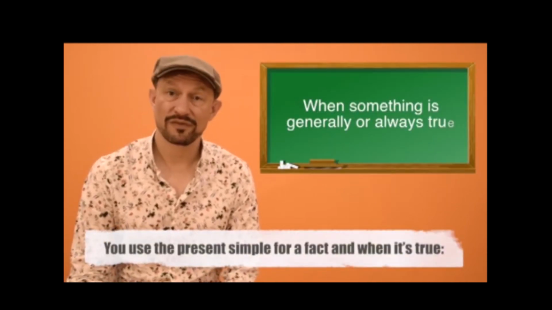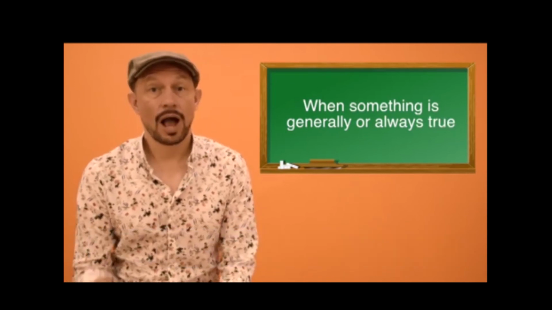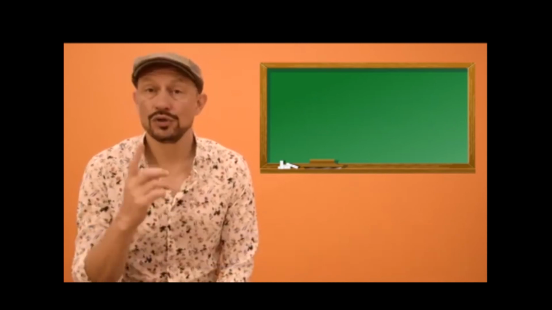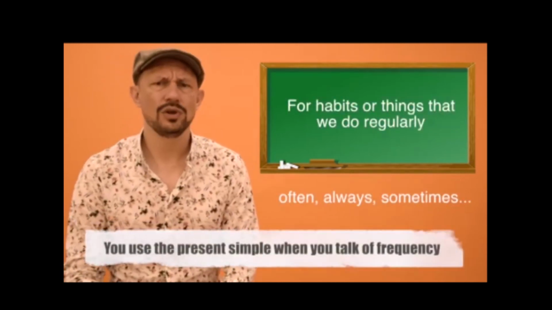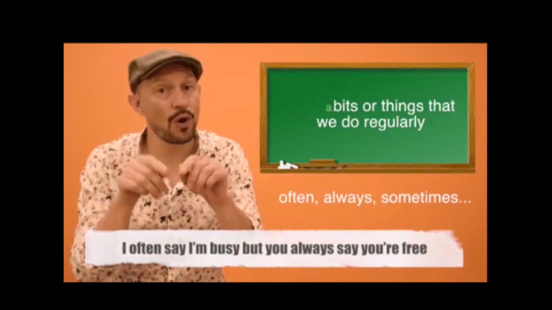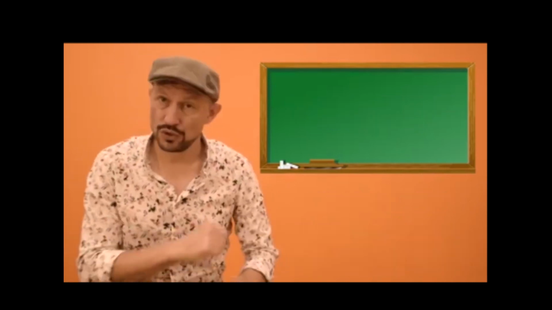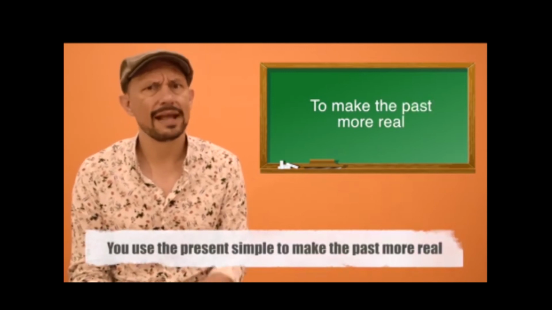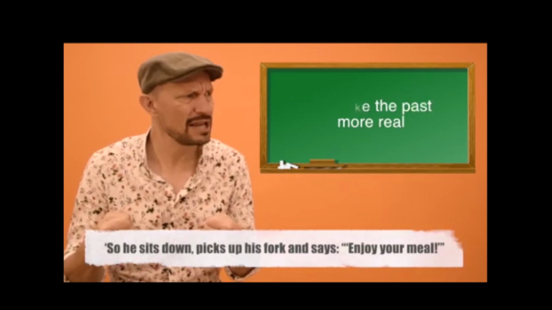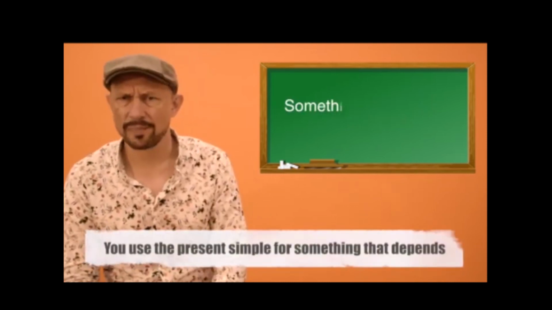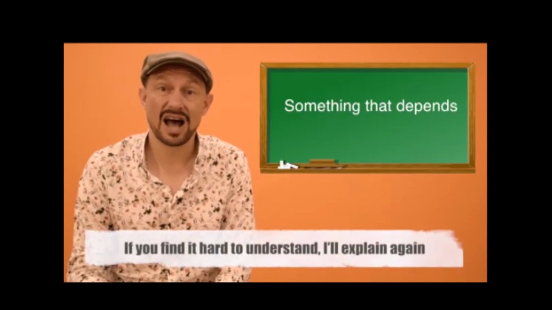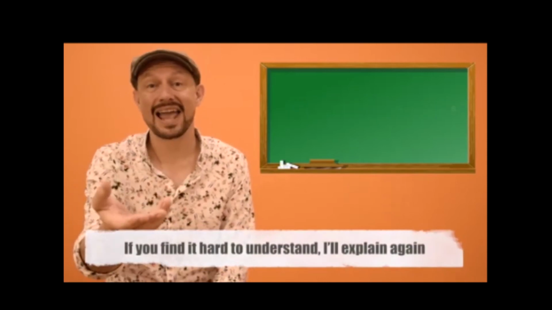The present simple for a fact and when it's true. I know that you are lovely and you know that I love you. You use the present simple when you talk of frequency. I often say I'm busy, but you always say you're free. You use the present simple to make the past more real. So he sits down, picks up his fork and says, enjoy your meal. You use the present simple for something that depends. If you find it hard to understand, I'll explain again.